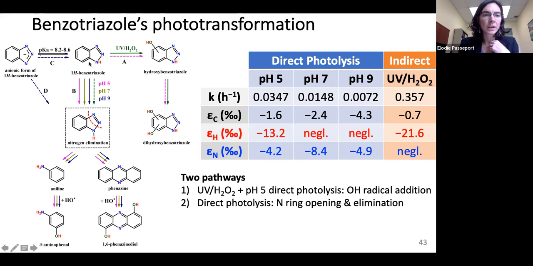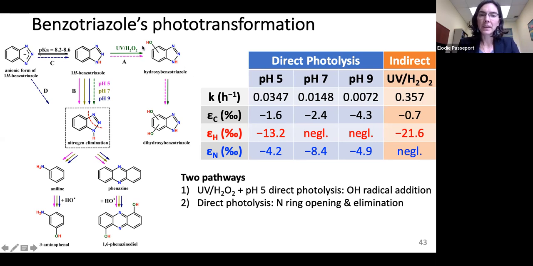And so I've shown here benzotriazole in the protonated form, and this is its ionic form that's only relevant at pH 9. You see different colors are for different pH values here. So first, globally, what we found is that when benzotriazole reacts with hydroxyl radical, we found some hydroxybenzotriazole and some dehydroxybenzotriazole as our main transformation products.